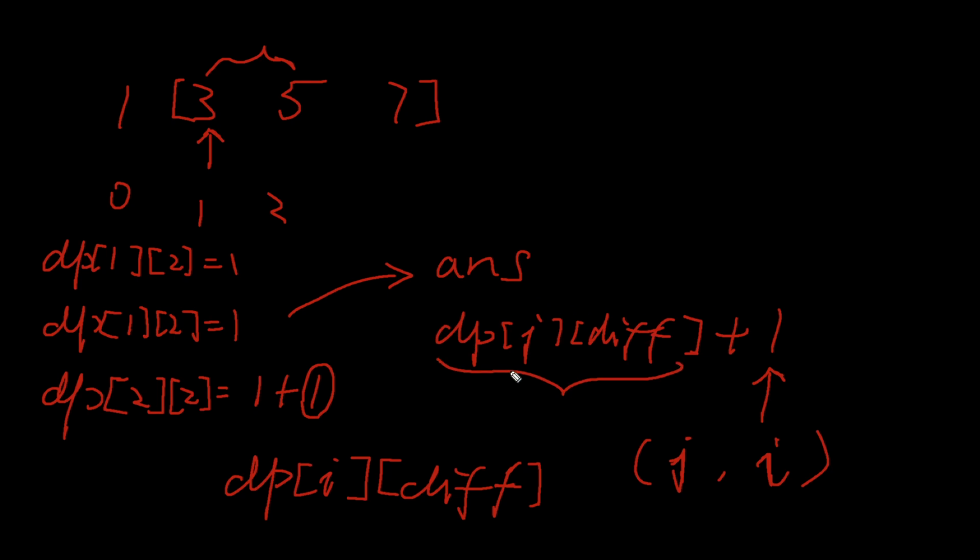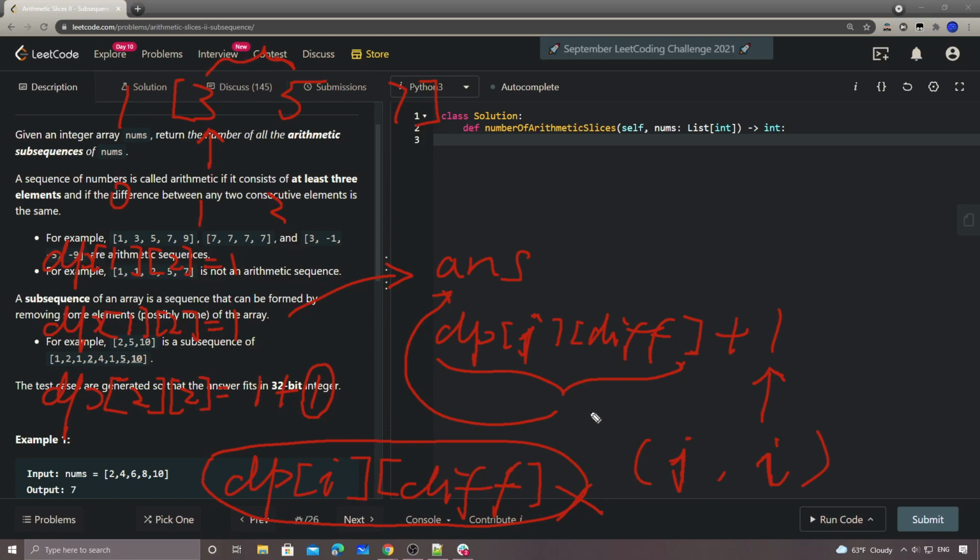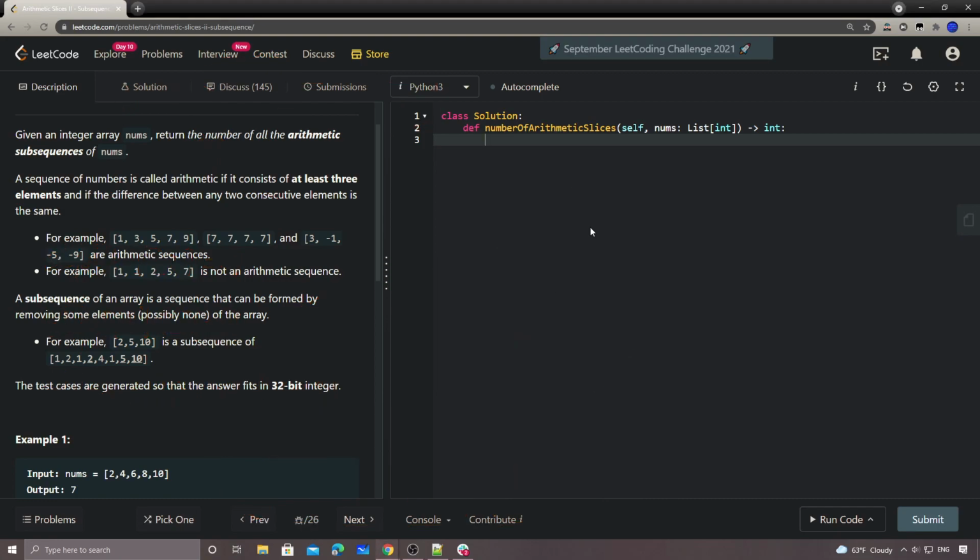because that's the valid subsequence of at least length 3 we'll get. We're assuming this one is at least length 2, and if we add another number, that guarantees it's a length 3 subsequence. So that's why this part is the answer, and we cannot do a sum in the end over everything in the DP, which is wrong. Okay, I think that's it. Let's start coding then.